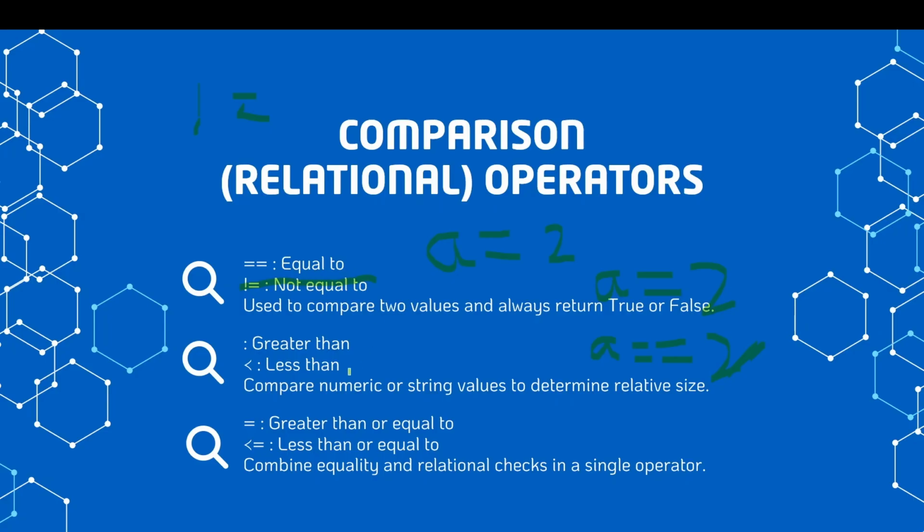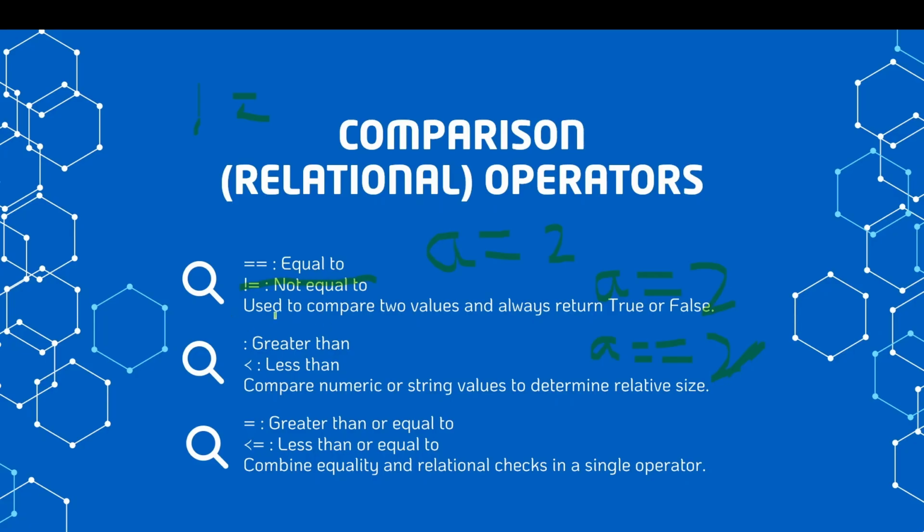Okay, we are going to know much more about the relational operators when we do operations with the loops and all, like if else, for, while. At that time, we are going to get broader knowledge about this relational operator. Here it is also written that it is used to compare two values and always returns true or false.